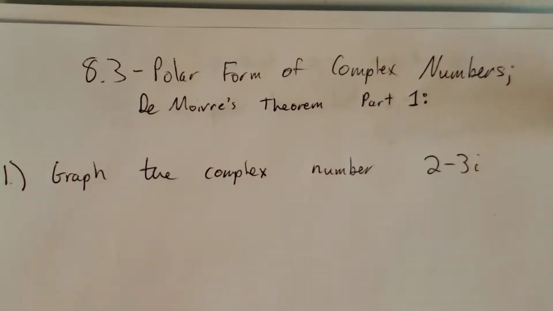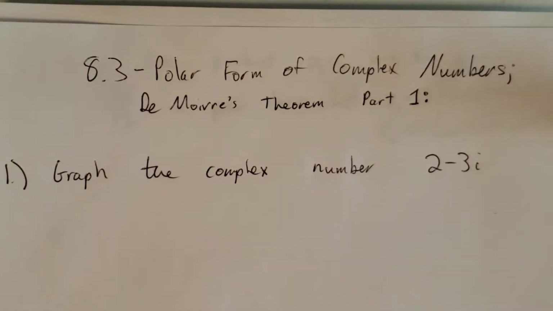In this video, we're going to cover part 1 of section 8.3. 8.3 is kind of a large section, so I'm going to break this up into two videos. 8.3 is on polar form of complex numbers and de Moivre's theorem. So really we're just going to deal with polar form of complex numbers in this video, and we'll do de Moivre's theorem in part 2.